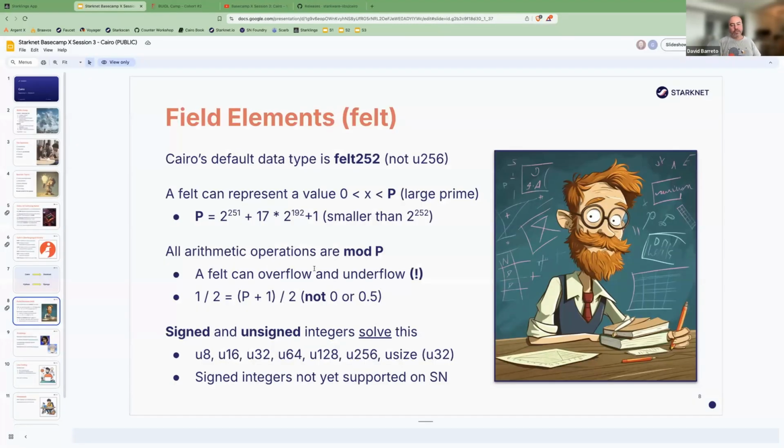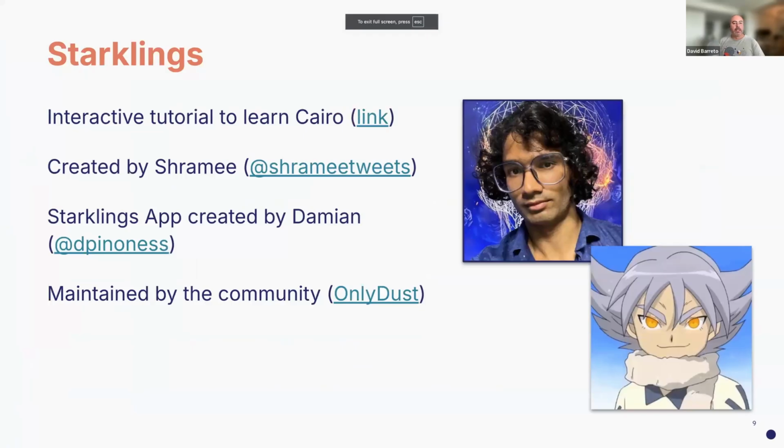So always use either unsigned integers or signed integers. Don't use felt unless you really know what you're doing. Some people like to use it if you want to extract maximum performance or storage, operating at the bit level. You can, but as a regular rule of thumb, just use signed and unsigned integers. All right, so that's pretty much all for the slides for today.